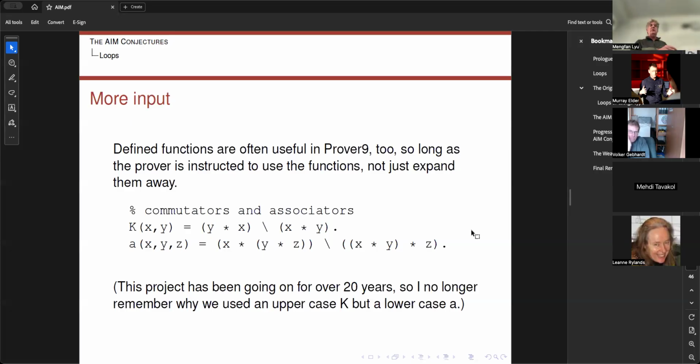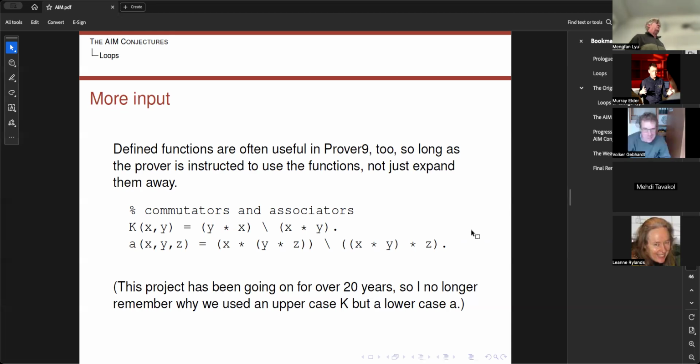Of course, if you have a commutator, you're doing a calculation and you immediately get rid of all your commutators and just write x inverse y inverse xy in a group, that's kind of useless. Why did you have a commutator at all? Okay. So here is, for example, some input showing commutators and associators. Now, I get asked this all the time: why is the commutator an uppercase K and the associator a lowercase a? And the answer is, I don't remember.